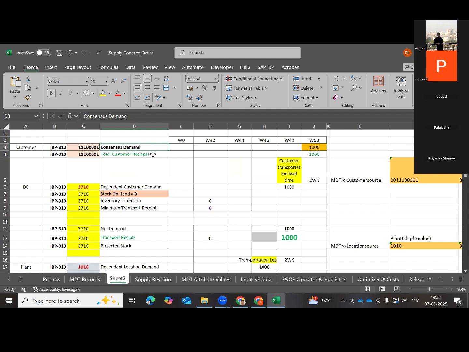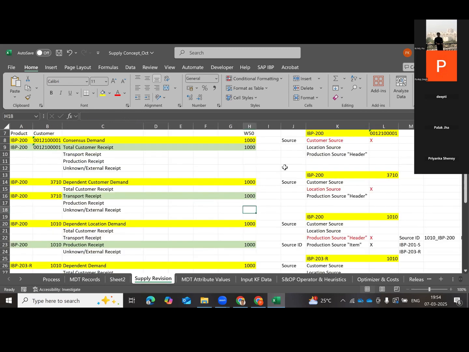So customer demand is the demand at customer, total customer receipt is the receipt at customer. This results in dependent customer demand at DC, and then stock on hand at DC. Inventory correction we did not talk about, and minimum transport receipt we did not talk about, but we talked about other key figures like net demand, projected stock, etc. So this is the view where you will see that the transportation lead time, if maintained, has an impact on the key figure numbers, etc. This is one consolidated view of the entire network.